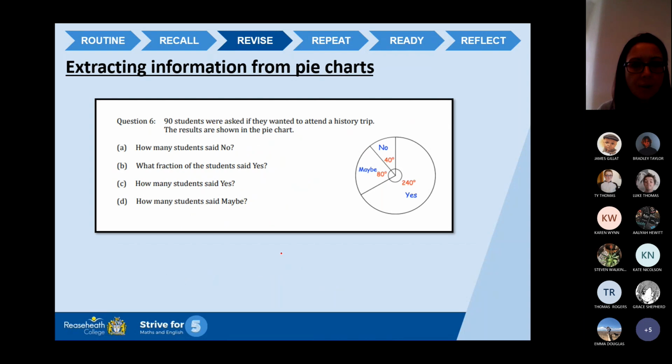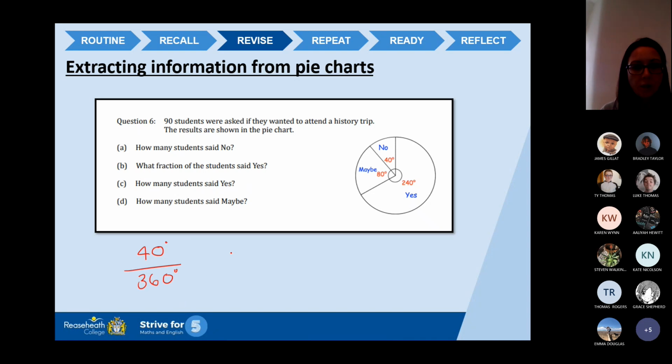Now here it tells us we haven't got any nice easy fractions. Now these are the ones that get a little bit tricky. Even this one is less than 90. It looks like 90, but it's not, it's only 80. So 90 students were asked if they wanted to attend a history trip. So how many students said no? So what we need to do here is to work out what 40 degrees is as a fraction. Now what I just did earlier, we did 90 degrees as a fraction. 40 doesn't fit quite as nicely. It's 40 degrees, like you told me before, out of 360 degrees in total.